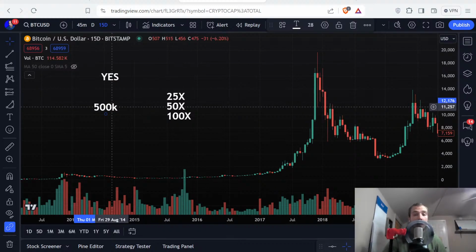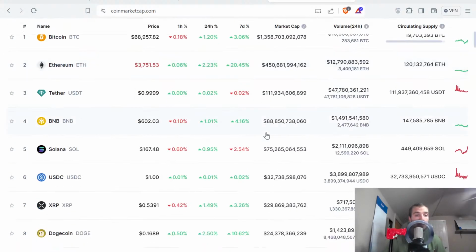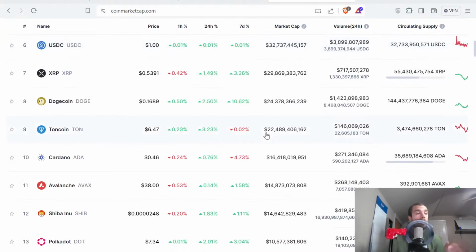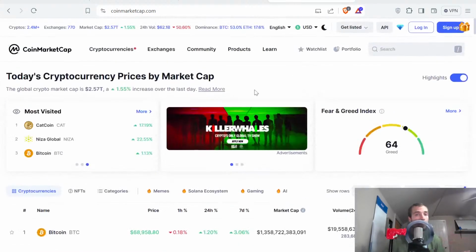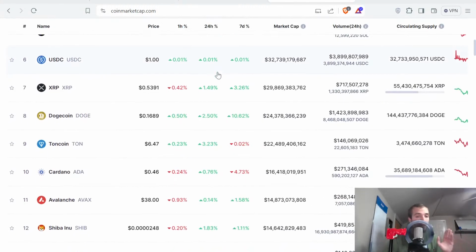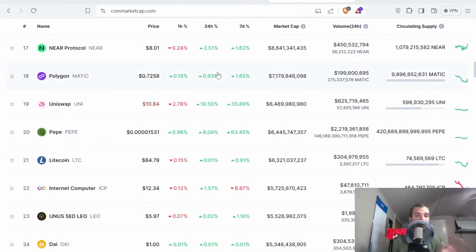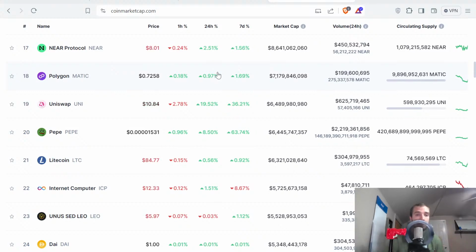500 million in market cap is not that crazy. Ethereum has 450 billion in total market cap. All right, so this space is, even though we've moved up a little bit from the last bottom, still so undervalued, it's mind-blowing. It's mind-blowing how undervalued this space is.